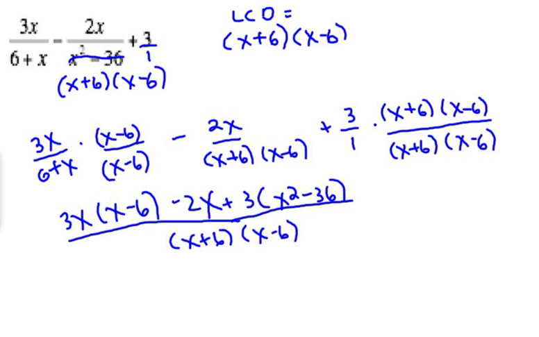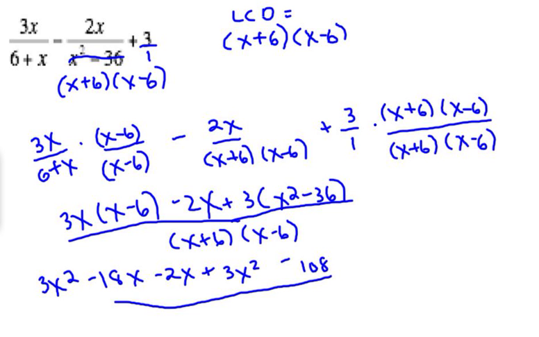And so now I have 3x squared minus 18x minus 2x plus 3x squared minus, and what's 36 times 3? It's 108, so that's minus 108. All over, whoa, not doing such a good job with that fraction bar, am I? x plus 6 over x minus 6. Okay, I'm going to collect my like terms and I'm going to move over here so you can see where I'm writing a little better.